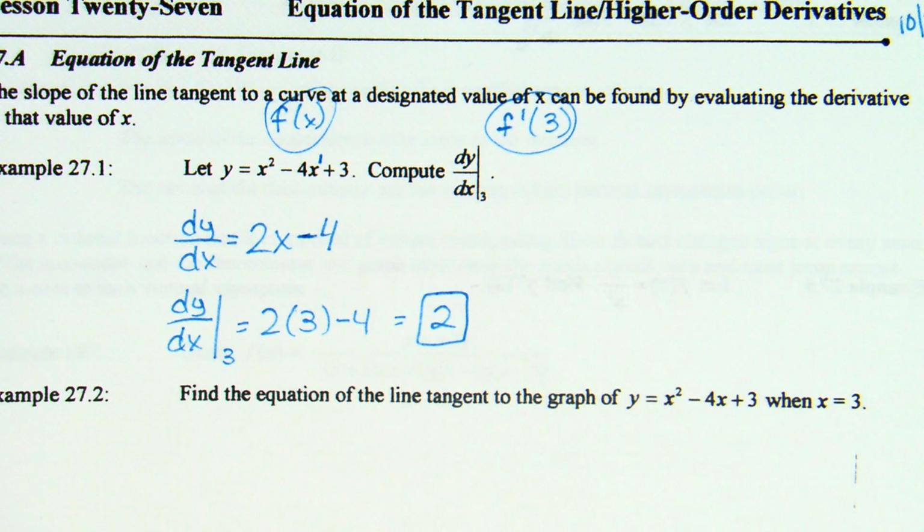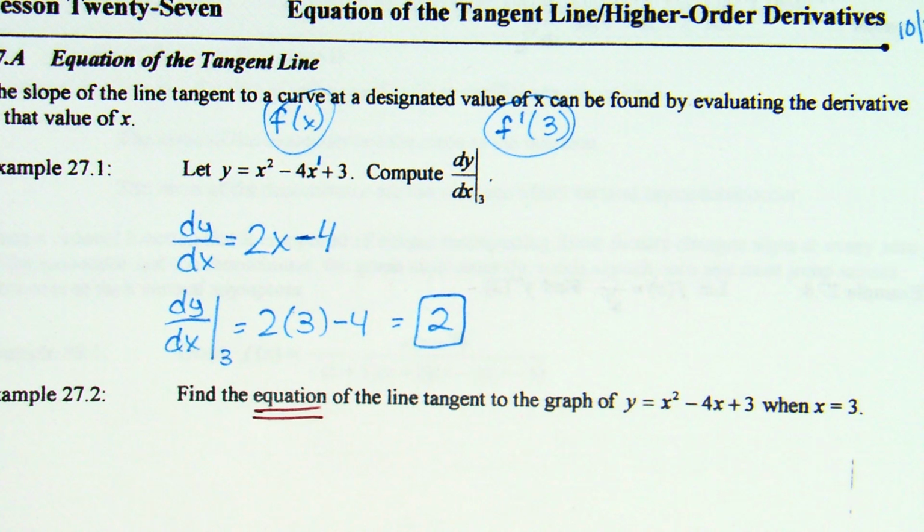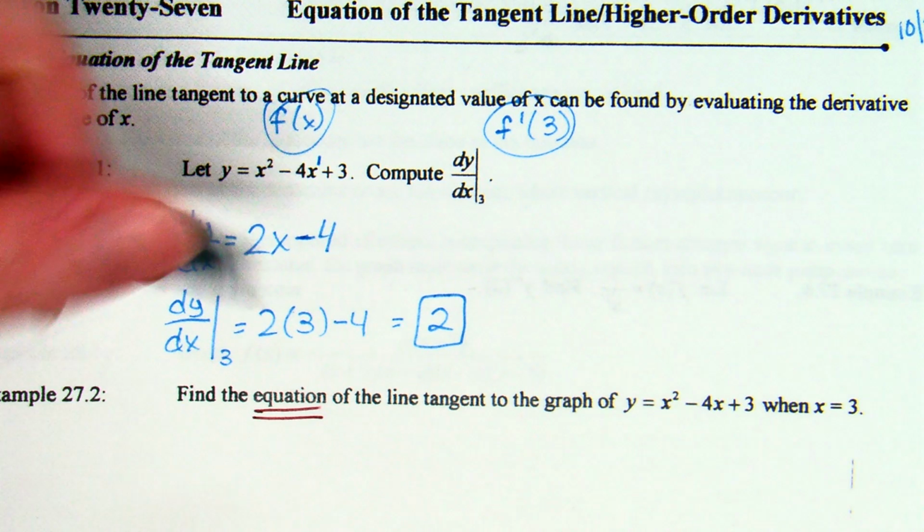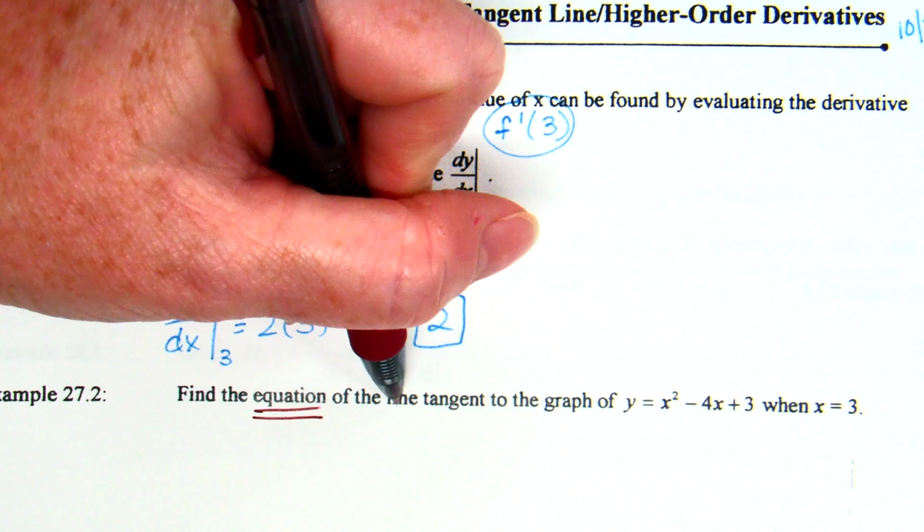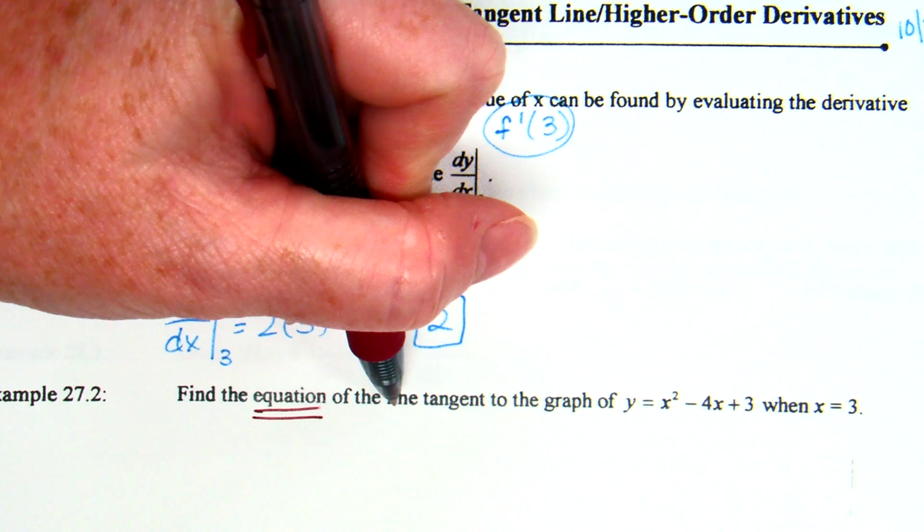Example 2. Find the equation of the line tangent to the graph y equals x squared minus 4x plus 3 when x equals 3. So we're finding the equation of a line, yes? In order to find an equation of a line, what do you have to know?